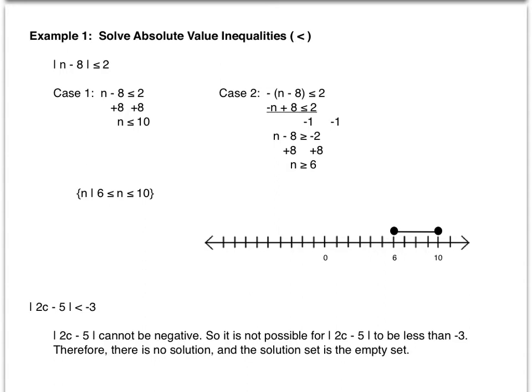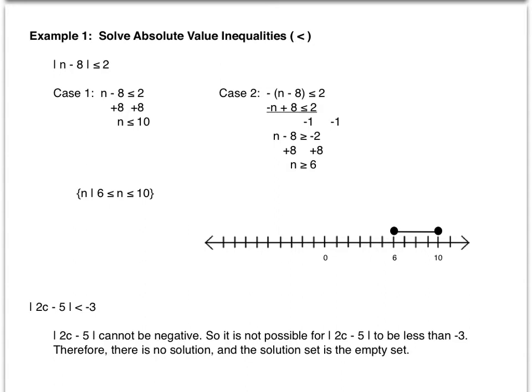In example 1, solving absolute value inequalities with the less than symbol, we have the absolute value of n minus 8 is less than or equal to 2. As I stated, we have two different cases that we need to consider. In case 1, we have n minus 8 is less than or equal to 2. And in case 2, we have to make what's inside the absolute value symbols negative. So we'll put a negative outside the quantity n minus 8 is less than or equal to 2. Let's solve case 1 first. We'll add 8 to both sides, and we end up with the solution being n is less than or equal to 10.